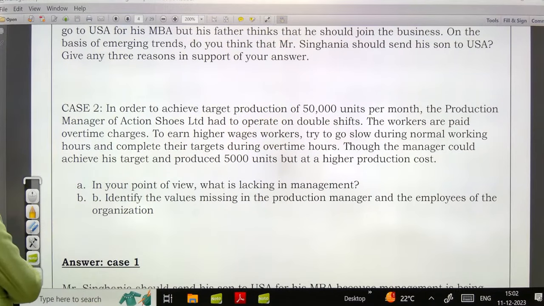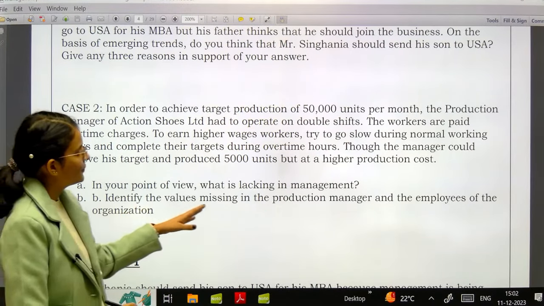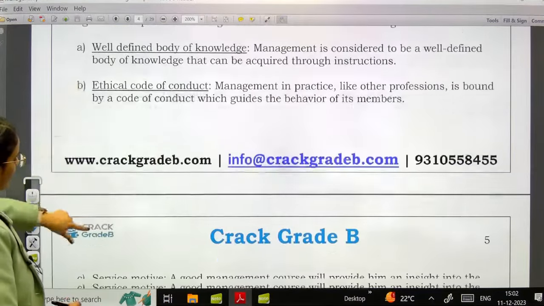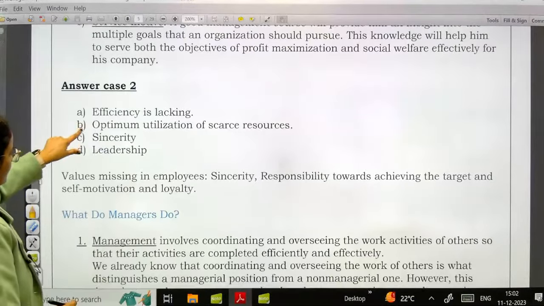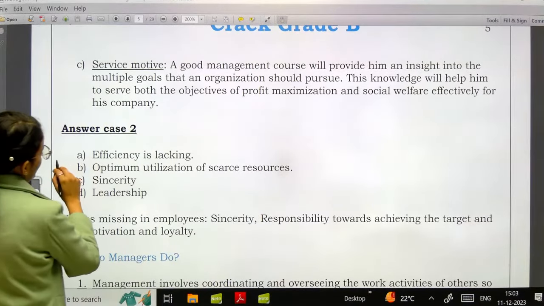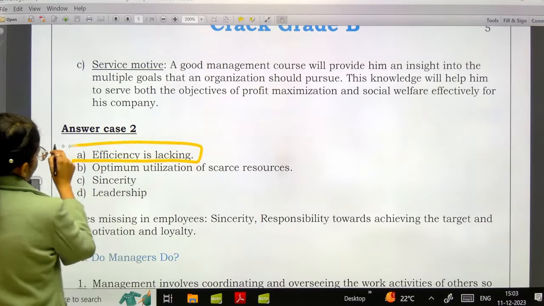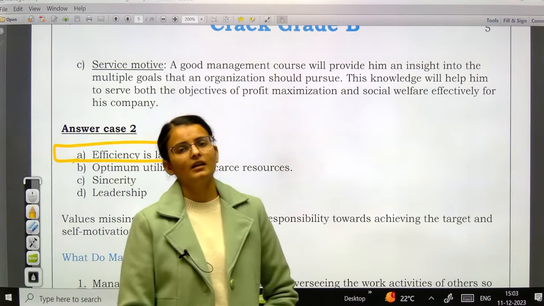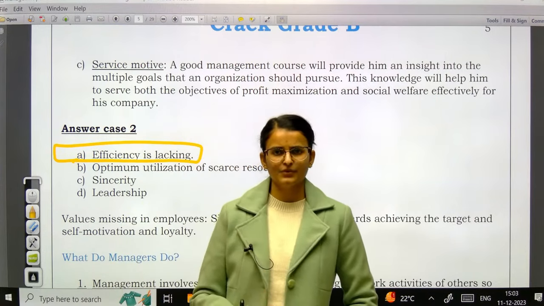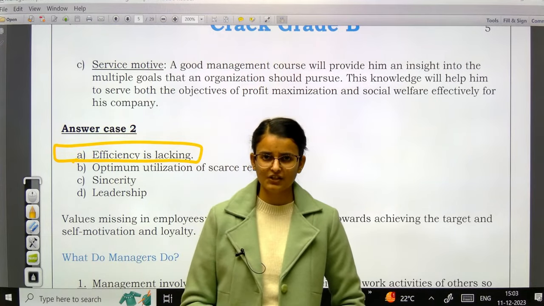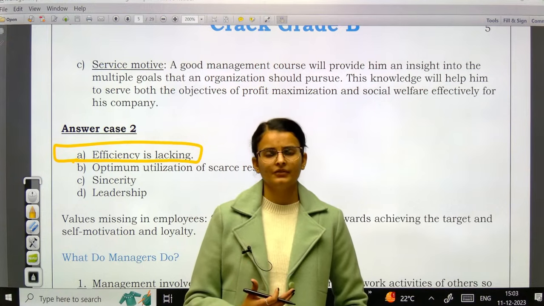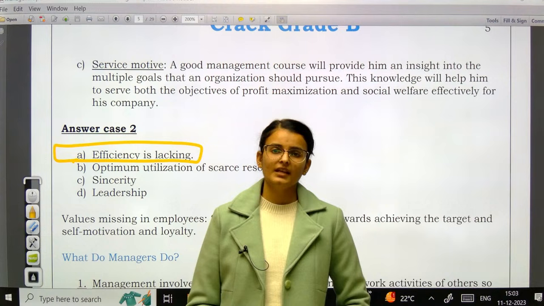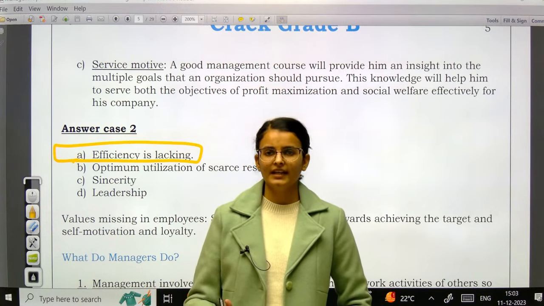See, first of all, it is asking: in your point of view, what is lacking in management? I have given the answers here. In management, efficiency is lacking. Why? Because while employees are working during the normal working hours of the organization, they are not feeling motivated enough to produce this many units and go home. Rather, they are staying there and working overtime so that they get extra wages.